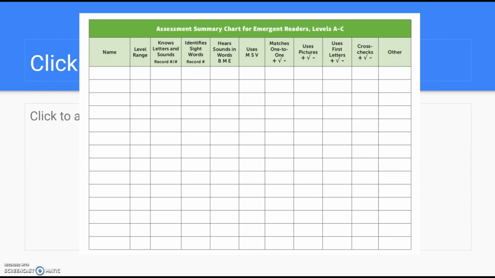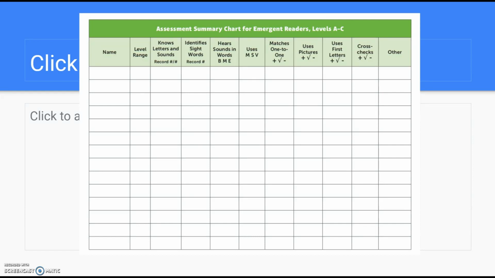In column 6, this uses MSV, meaning, structure, and visual information. You'll analyze the errors in the running records, and you'll put an M if most of the errors are meaning, S if they're structure, or V for visual information.